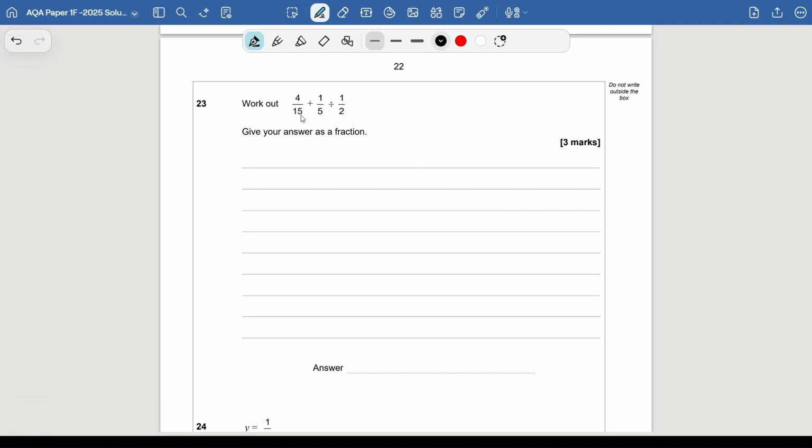Work out 4 over 15 plus 1/5 divided by 1/2. Give your answer as a fraction. So here we can first start with this part using BODMAS again. So we try to simplify this part of the expression. 1/5 divided by half. So when you're dividing two fractions, we take the first fraction the way it is, we change the sign from division to multiplication and flip the fraction. The reciprocal of half is 2 over 1.